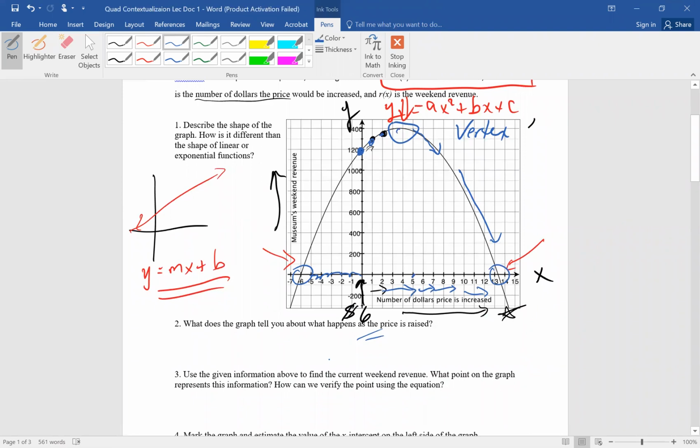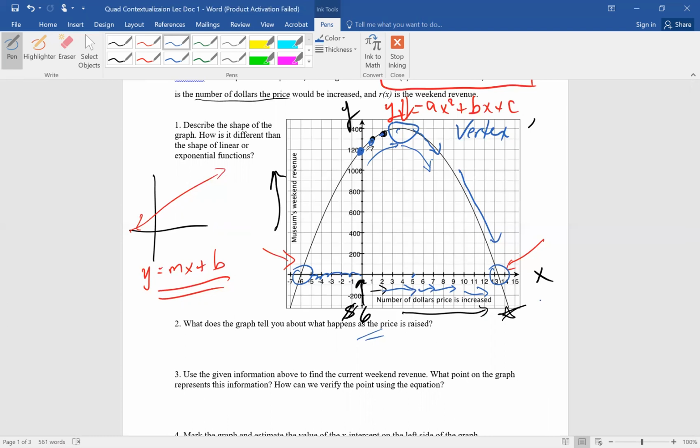So for number 2, and we kind of skipped over exponential functions, that's coming in the future, so don't worry about that. Number 2 says, what does the graph tell you about what happens as the price is raised? Now I'm not going to write all this in, but you're more than welcome to if you'd like, or review the video again. But as the price is raised, you start making more money until the vertex. We'll find that point. At that vertex, if you keep raising your price, your revenue will come down. So there's no point to go past that mark.